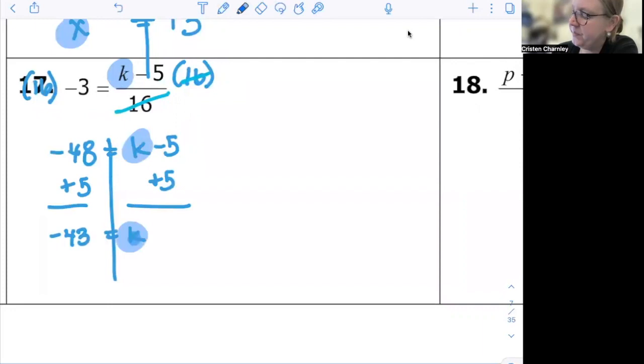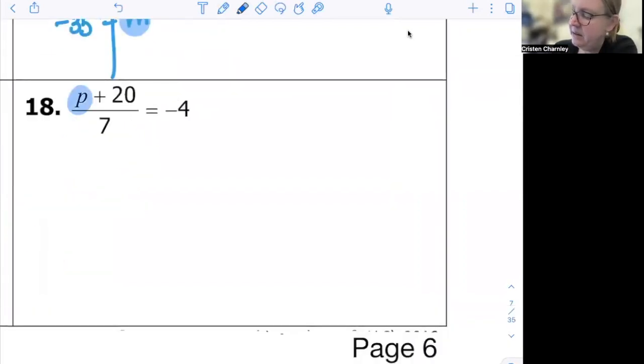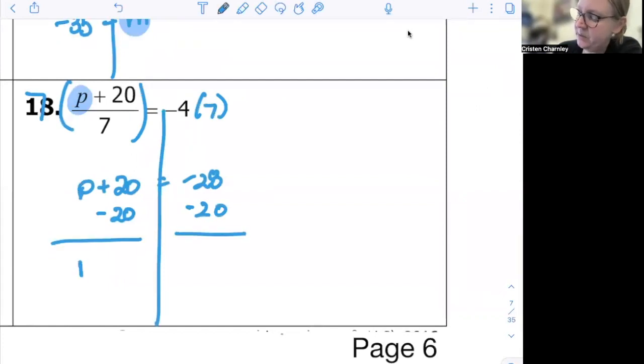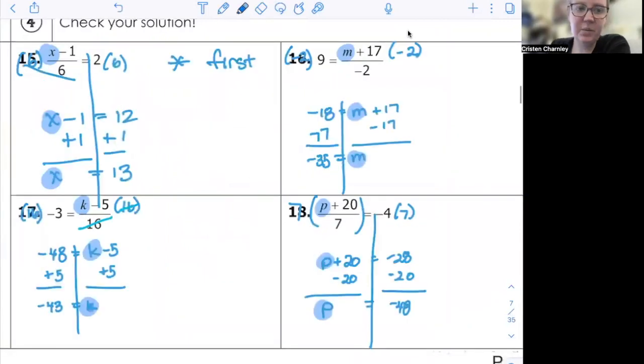That's my variable. And finally, number 18, p. I'm going to multiply both sides by 7. So p plus 20 is equal to a -28. I'm going to subtract 20 on both sides of the equal sign. P is equal to a -48. And again, here's the variable all the way through. So those are a little different. These are a very specific situation. Good luck with these on the homework.